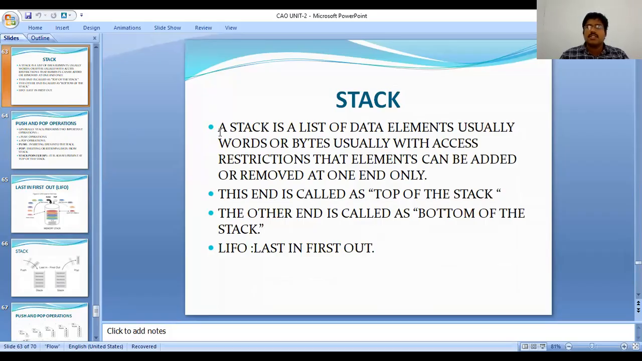What is the reason I am rewinding this topic once again? Stacks and queues are the main important concepts. You will get these concepts in your microprocessor and microcontroller course. You should get these things in your C program, and now in CAO you are getting these concepts, and in embedded systems also you will get the concepts called stacks and queues.